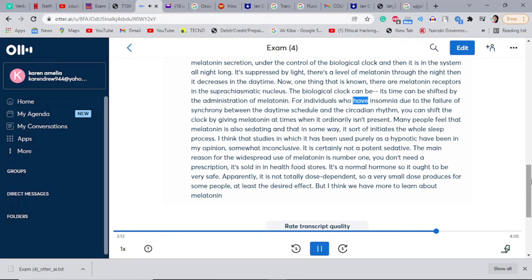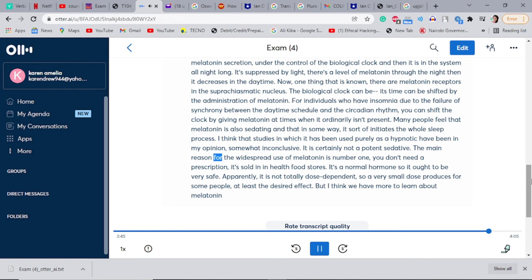For individuals who have insomnia due to the failure of synchrony between the daytime schedule and the circadian rhythm, you can shift the clock by giving melatonin at times when it ordinarily isn't present. Many people feel that melatonin is also sedating and that in some way it sort of initiates the whole sleep process. I think that studies in which it has been used purely as a hypnotic have been, in my opinion, somewhat inconclusive. It is certainly not a potent sedative.